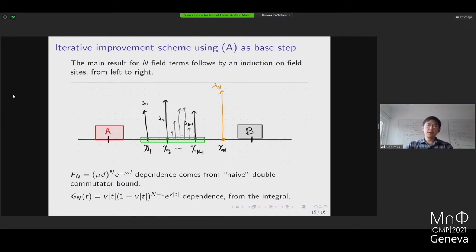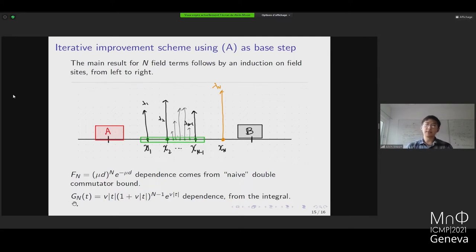Then the procedure for getting the main result is to assume that you have such a bound for the leftmost n minus 1 field sites. And then in the proof of Proposition A, we substitute in for your a priori bound that, your improved bound that incorporates the field sites. So then the claim is that when you do this naive double commutator bound, you pick up powers of D. And you know, I put naive in quotes because I don't think we do anything special, so I think this is one place where maybe we can get a better dependence on the distance between the supports of A and B. But I'm not quite sure how to do that.